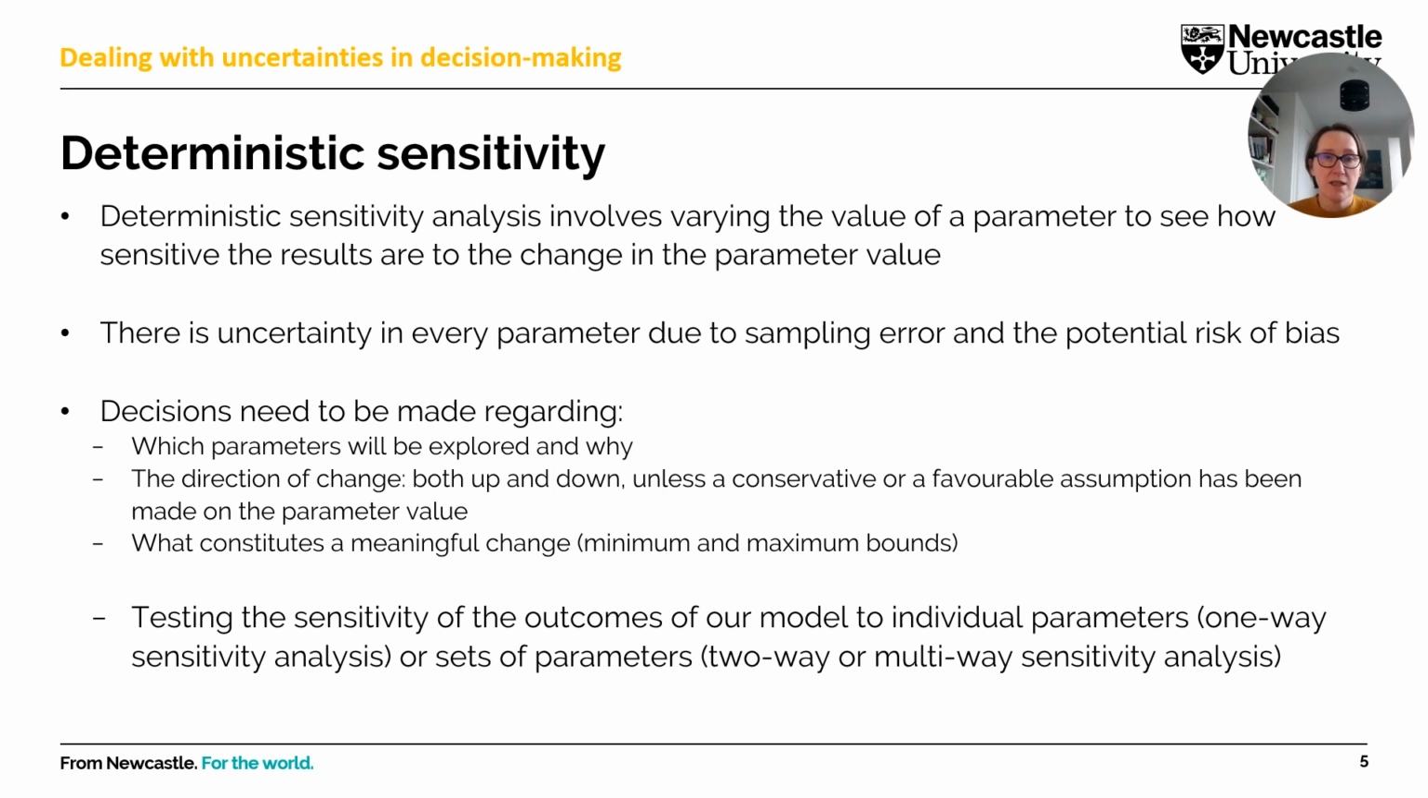To undertake deterministic analysis, we need to make some decisions about the scope of that analysis. This might include decisions on which parameters will vary, which direction we may wish to vary the parameter, and how we inform what constitutes a change. The analysis is implemented by changing the one variable or a small set of variables, whilst holding all other variables constant. We then reevaluate the model to see the impact of the variation on the outcomes.